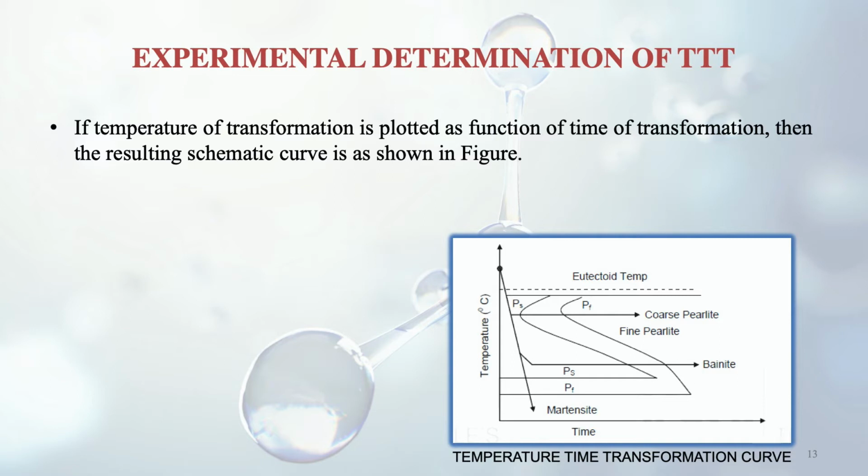When we start at one point, in the beginning the transformation rate is very slow. So it is at a larger distance from the y-axis, the temperature axis, at the top of the figure. And then there is a certain time of transformation after which it gets transformed.